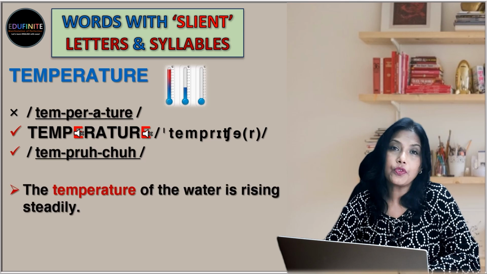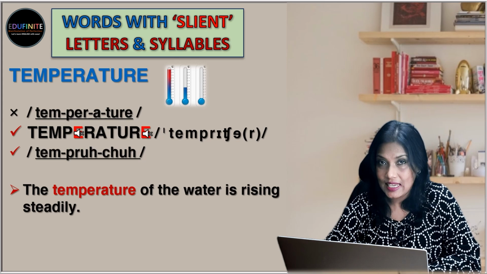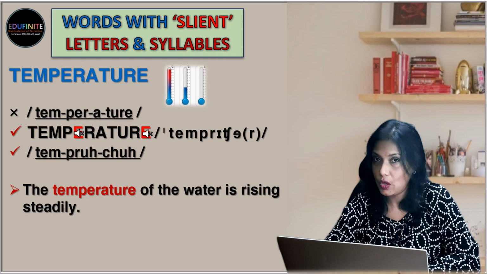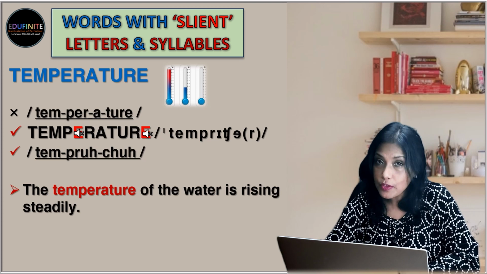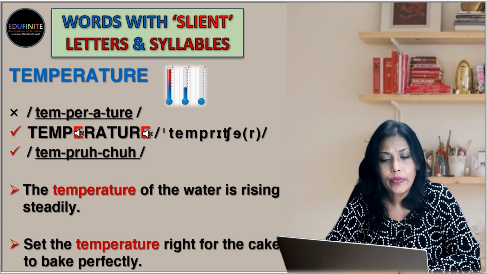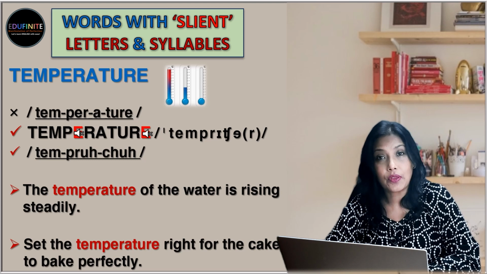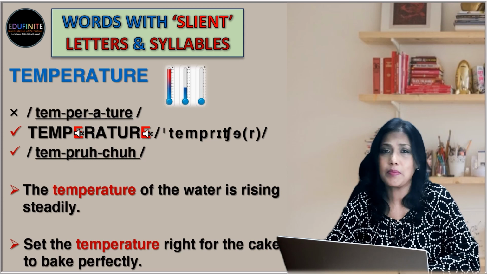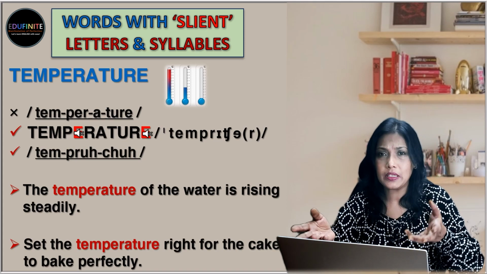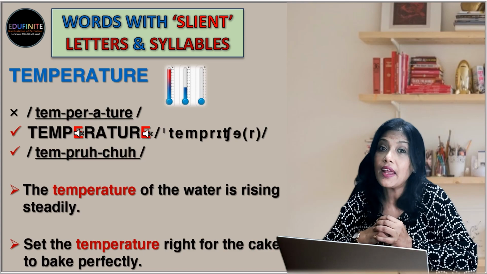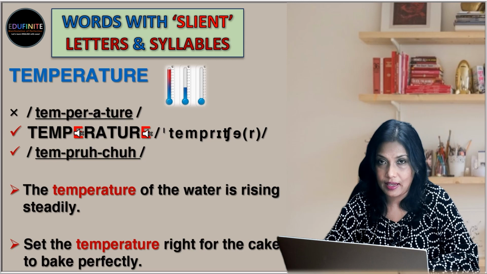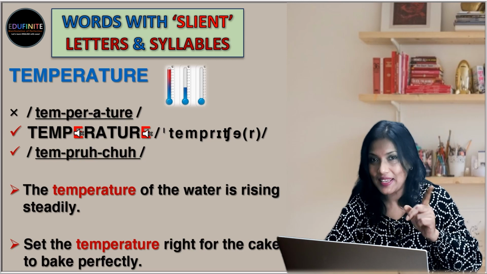The temperature of the water is rising steadily. We will not say, the tem-per-a-ture of the water is rising steadily. No, we'll say, the temprachur of the water is rising steadily. Well, the next sentence, set the temperature right for the cake to bake perfectly. Maybe my son is making a cake and I've already told him, maybe 180 degrees, and you please put the temperature to 180 degrees. And then again, I remind him, set the temperature right for the cake to bake perfectly. So that's very important.